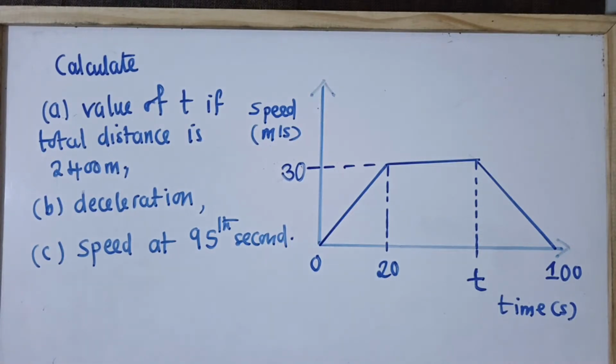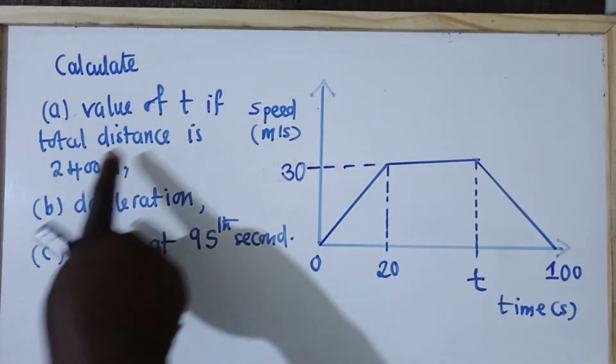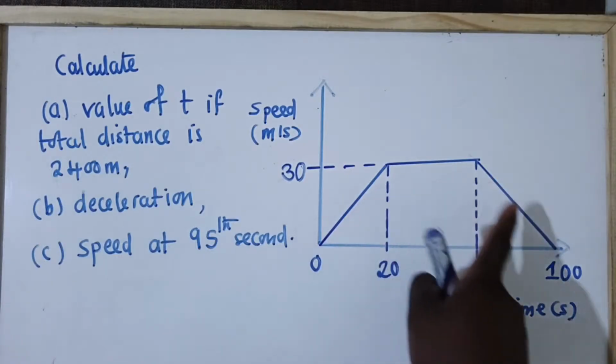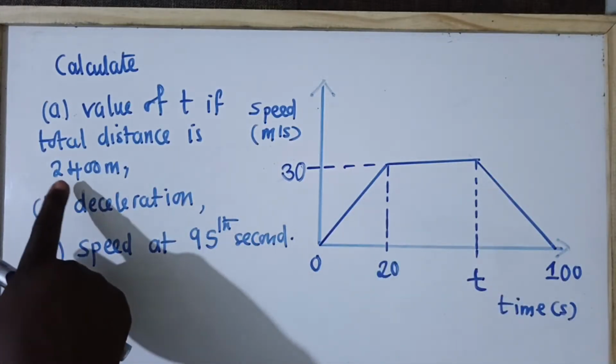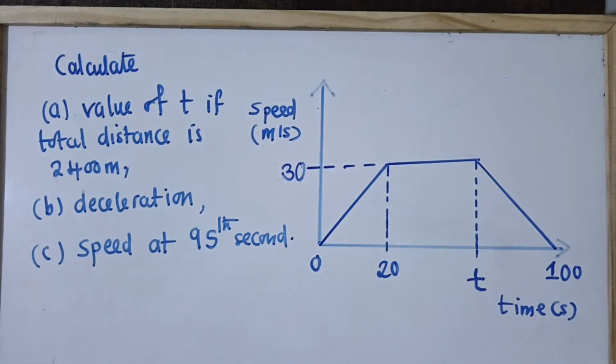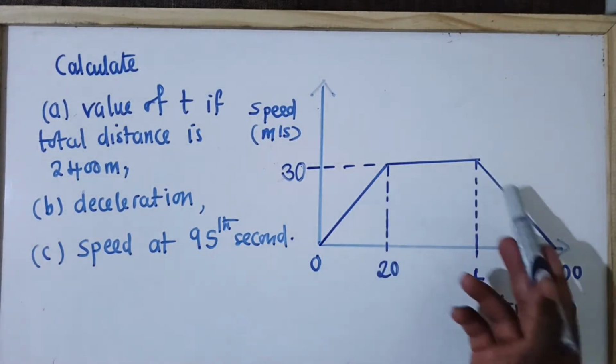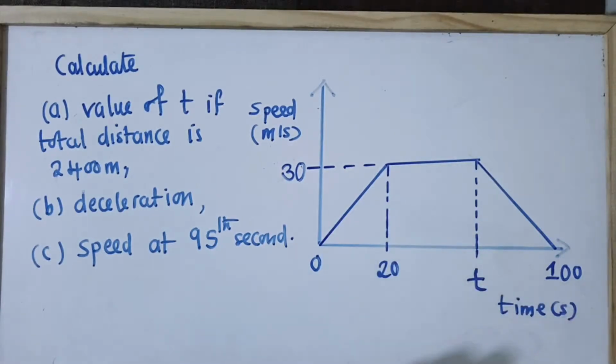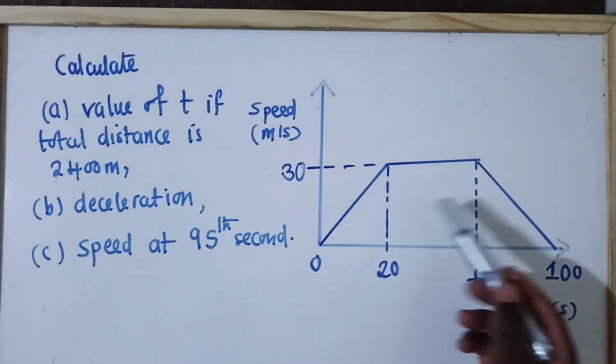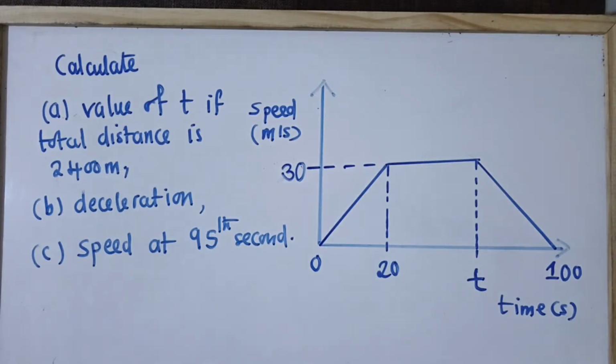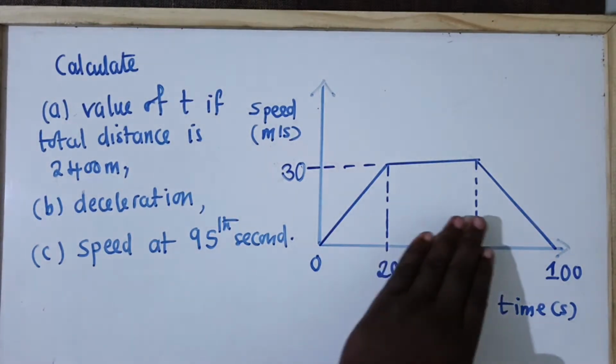Let's do this. Look at the question. They've given us the total distance right over here. They're saying it's 2,400, and they want us to find the value of t. The most important thing that we must do here is to identify and understand the shape that we have. The shape that you're able to see here is a trapezium.